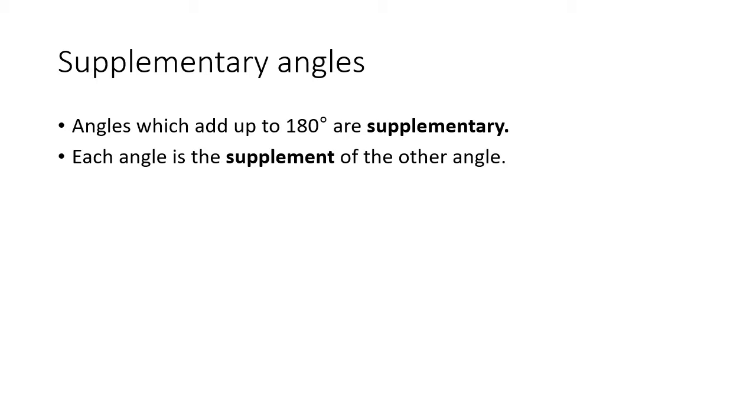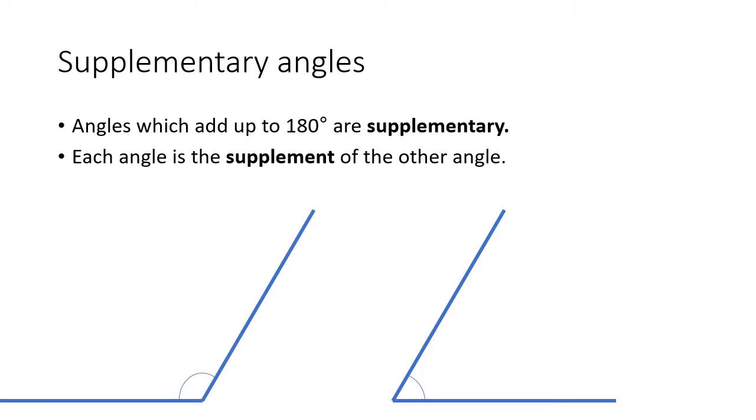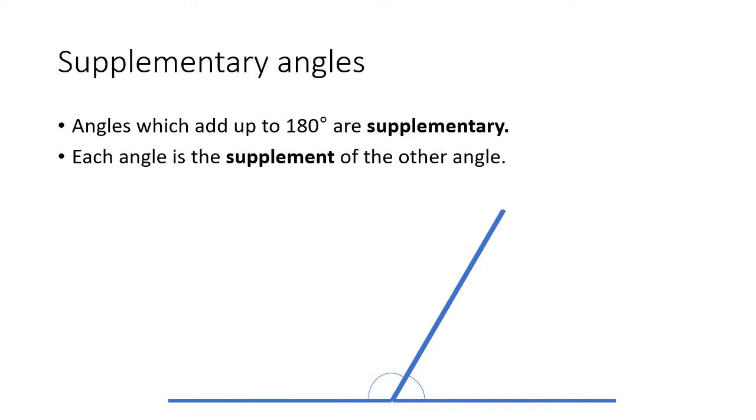Okay, similarly we have supplementary angles. So angles which add up to 180 degrees are called supplementary angles, and much the same as we saw with the complements, each angle is the supplement of the other angle. So let's have a look at two angles again. We can bring them together and see that they form a straight angle.